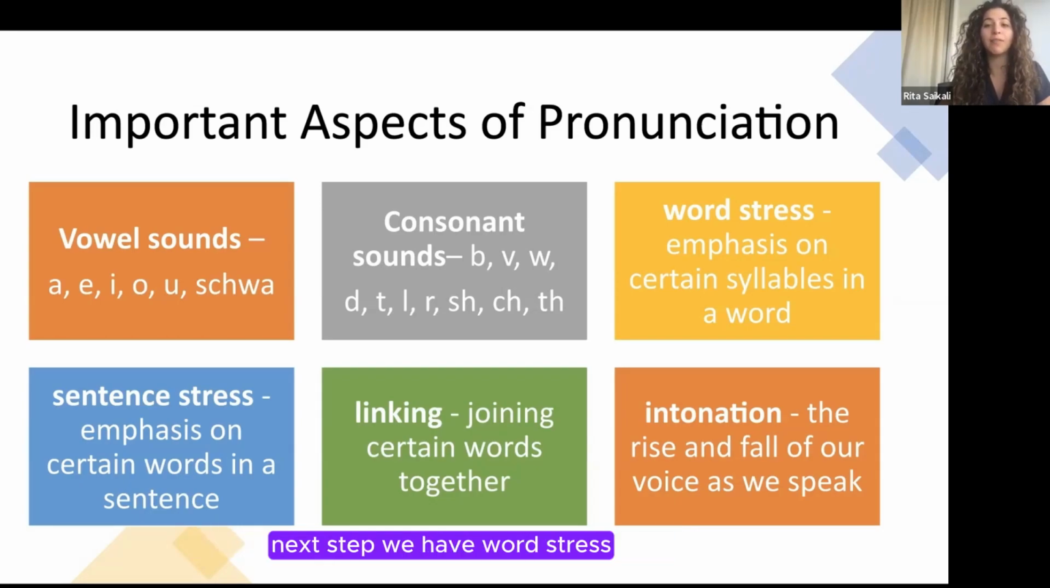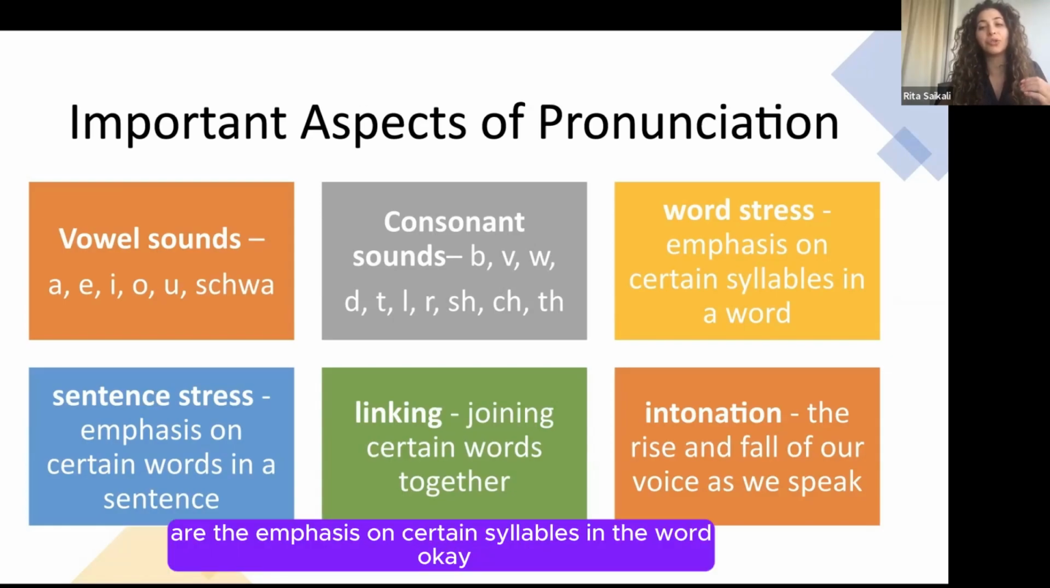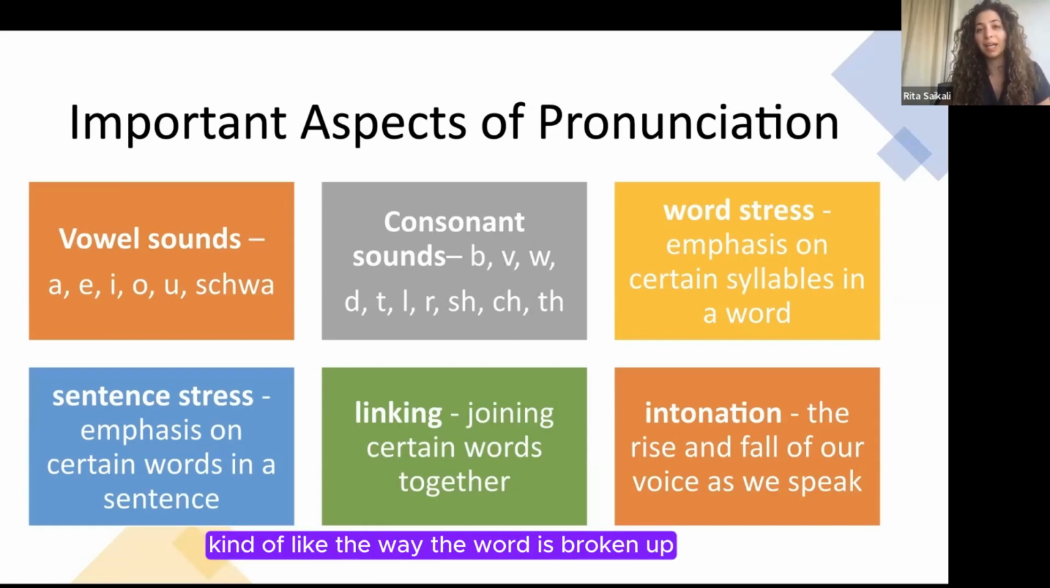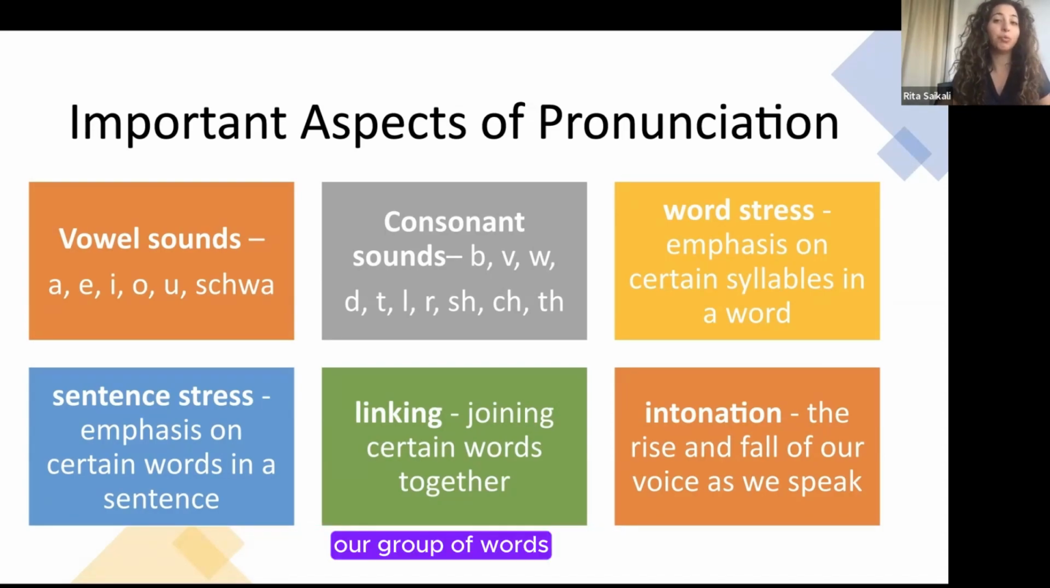All right, next up we have word stress. And this is the emphasis on certain syllables in the word, okay? So syllables are kind of like the way the word is broken up, how many beats it is broken into, all right? So word stress is an emphasis on certain syllables in the words. Then we have sentence stress, so a certain word or group of words in the sentence are emphasized in that sentence. And linking is a joining together of words.